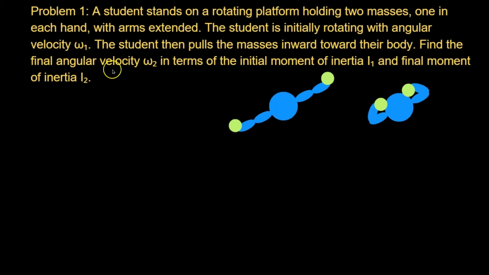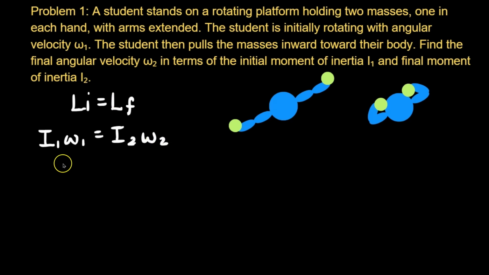Find the final angular velocity omega 2 in terms of the initial moment of inertia I1 and final moment of inertia I2. Whenever you're working with a rotational motion problem and there are no external net torques, we can apply the conservation of angular momentum, which states that the total initial angular momentum is equal to the total final angular momentum. The equation for angular momentum of a rigid body is the moment of inertia times the angular velocity.